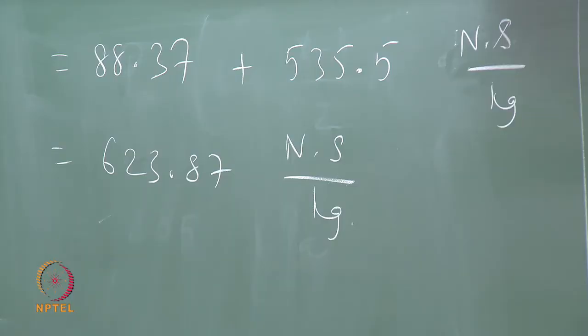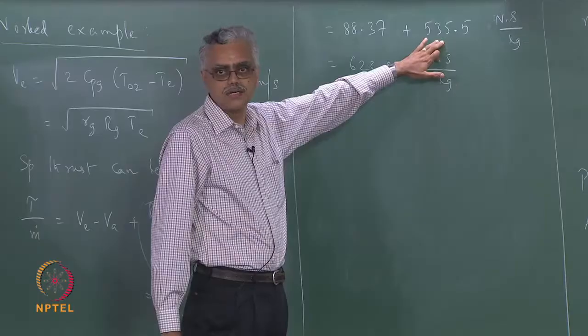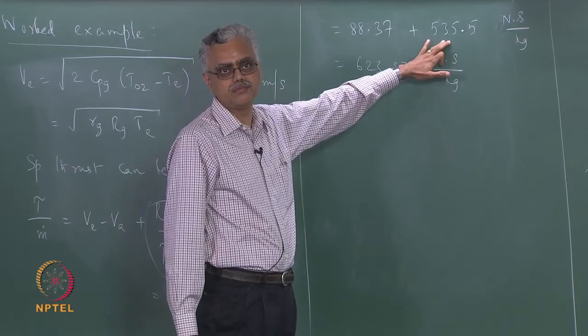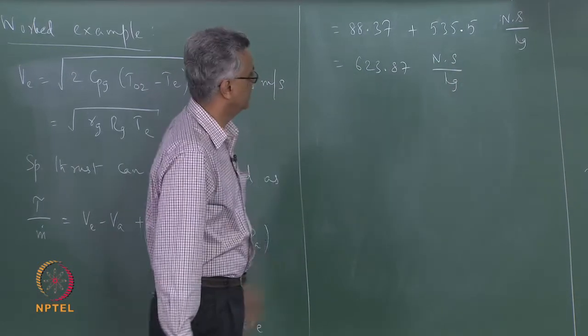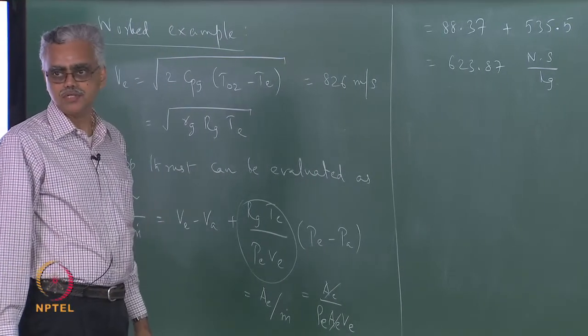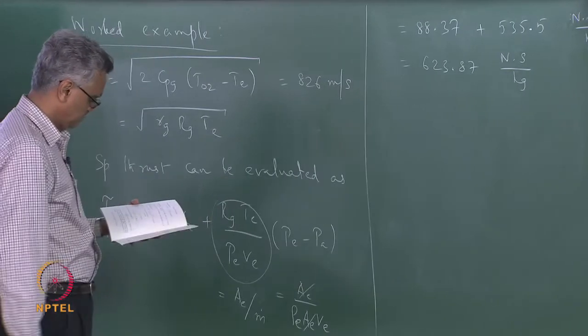So you can see that the pressure thrust dominates in this case because we have used a convergent nozzle and the exit pressure is far above the ambient pressure. So this says that ideally in this case we should be using a convergent divergent nozzle, which is what we are going to do next.